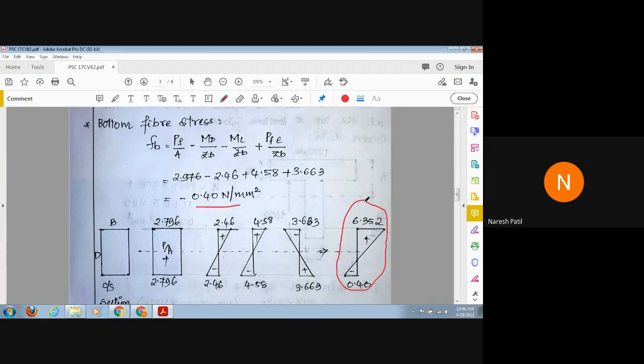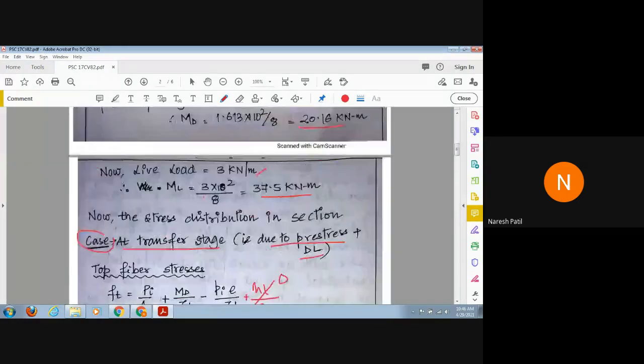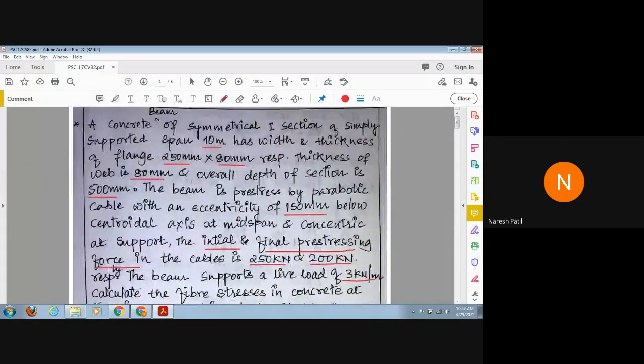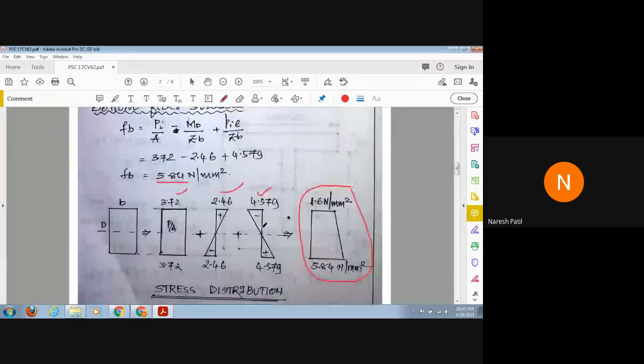Anyone having doubt here? Anyone having doubt in this question? This question has been asked in the previous semester or previous year only. Previous or previous to previous. I think I have written here. Maybe it was not scanned. Okay. Do you have any doubts in this question? Do you have any doubt?